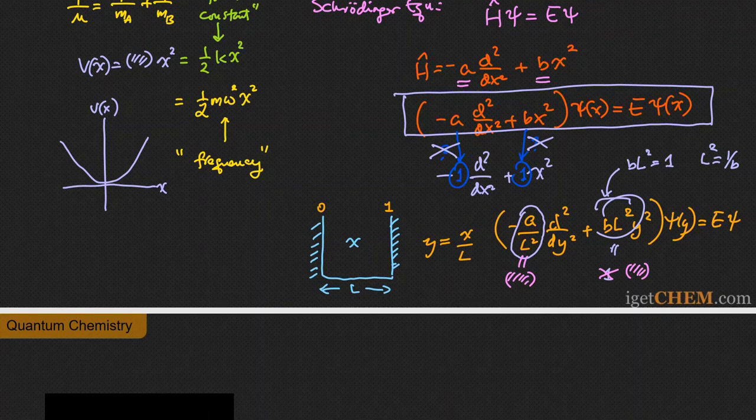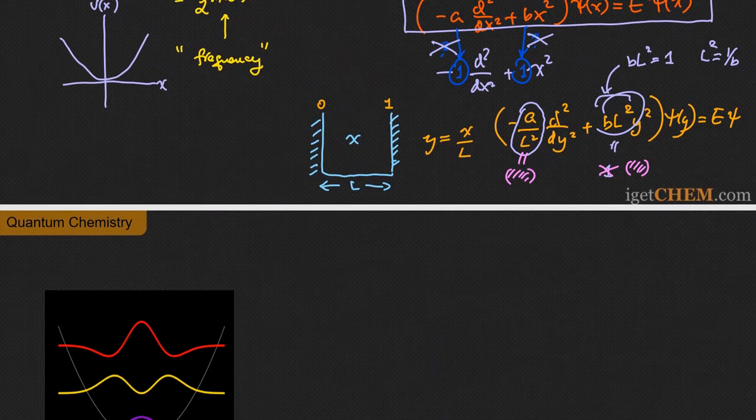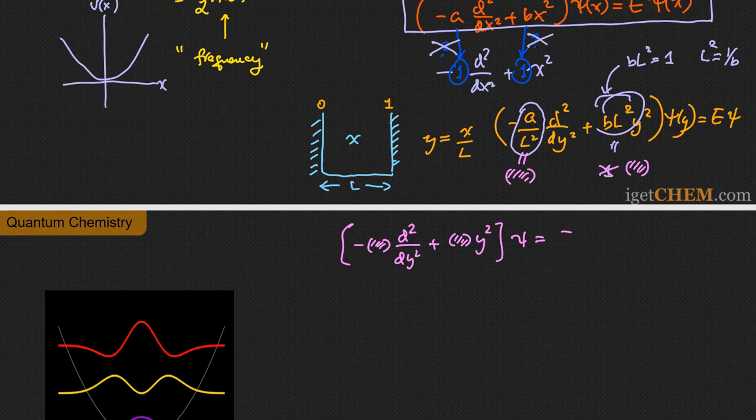Let's say we choose a particular L where these two coefficients are both equal to the same value. Then the Schrodinger equation would now be equal to minus this value, d squared dy squared, plus the same value times y squared, and now this operated on psi will give me back psi. So even though we aren't able to make both of them come out to be 1, we can actually make both of them equal to each other.